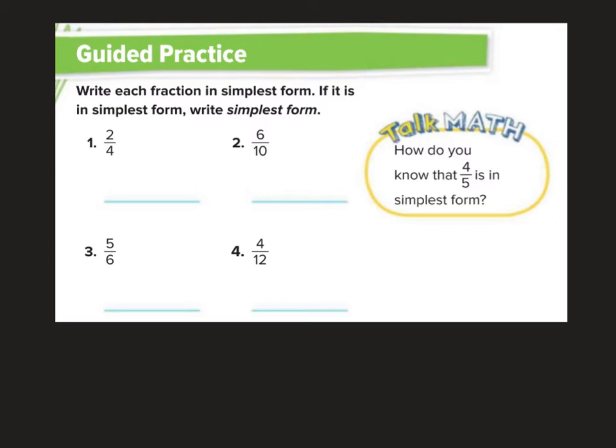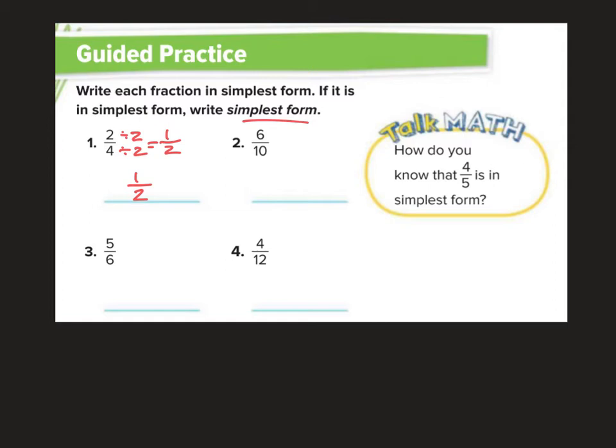Okay, here we go. Write each fraction in simplest form. If it is in simplest form, write simplest form. So I see that 2 and 4 can both be divided by 2. So I'm going to do that. Divide by 2, divide by 2. 2 divided by 2 is 1. 4 divided by 2 is 2. So 1 over 2 is going to be my simplest form.